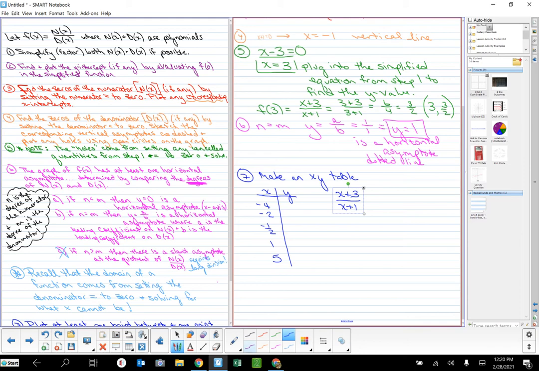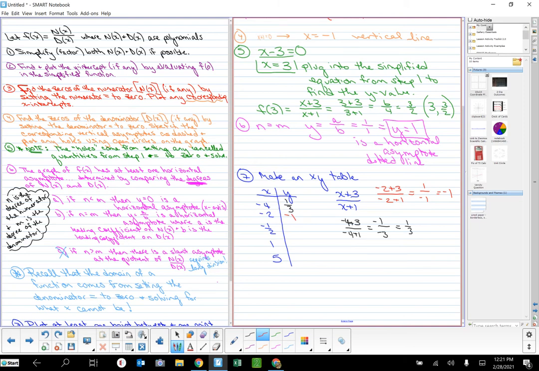All right. So if we do that, I'll do these with different colors. So I'm going to plug in -4. -4 plus 3 over -4 plus 1 is -1 over -3, which is a positive 1/3. And then I'm going to put a -2 in there, different color. -2 plus 3 over -2 plus 1 gives me a 1 over a -1, which is a -1.